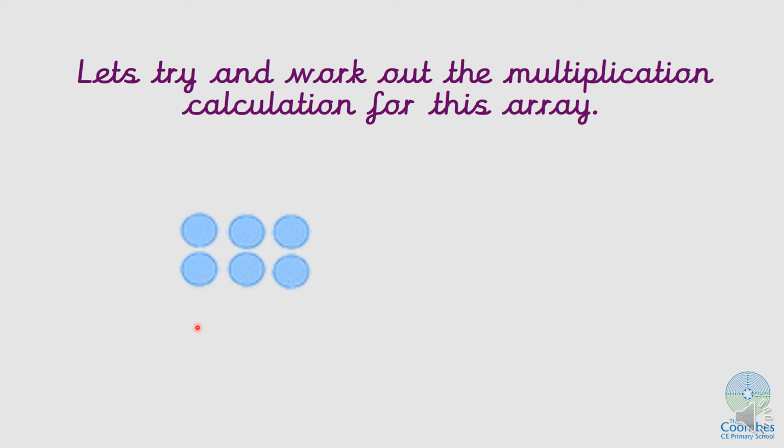Right, here we have an array. So let's try and work out the multiplication calculation for this array. We can group it this way. So we could have one group, 2 groups. So we've got 2 groups of 1, 2, 3. 2 groups of 3 equals 6.